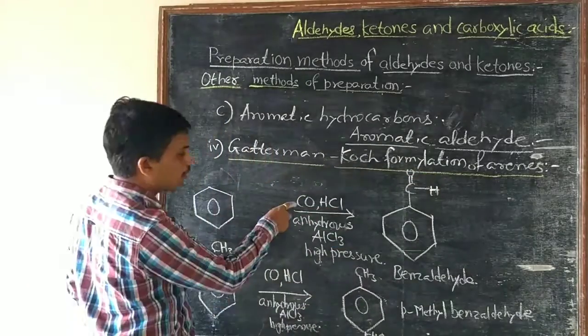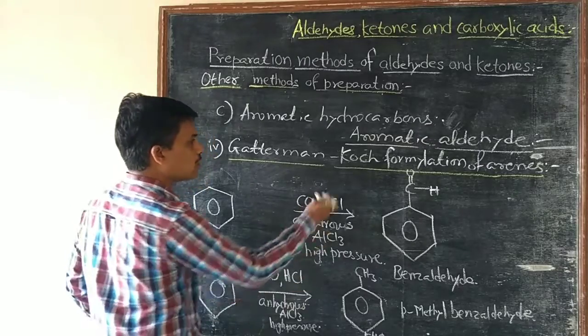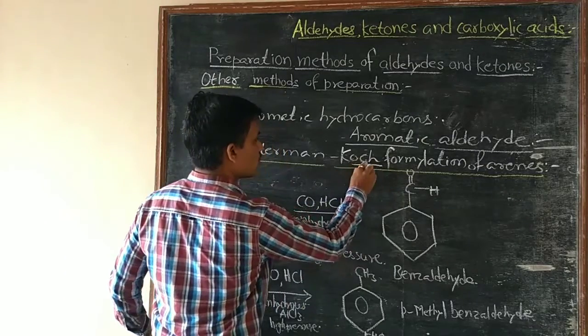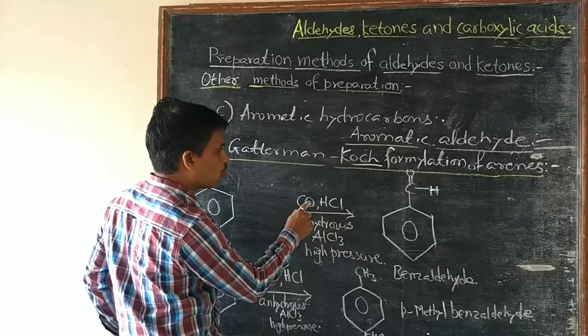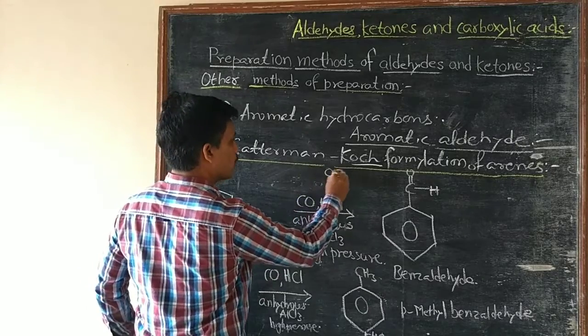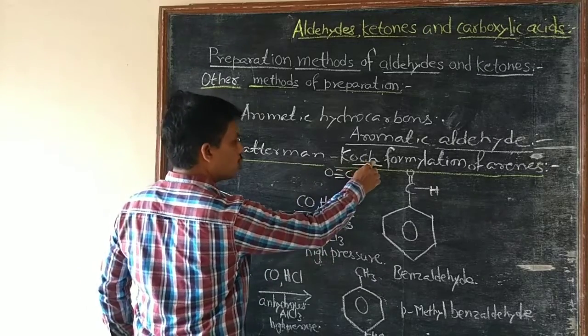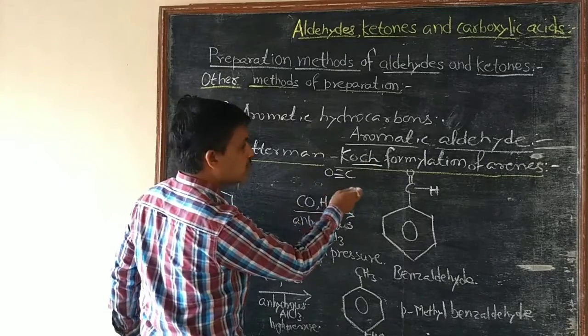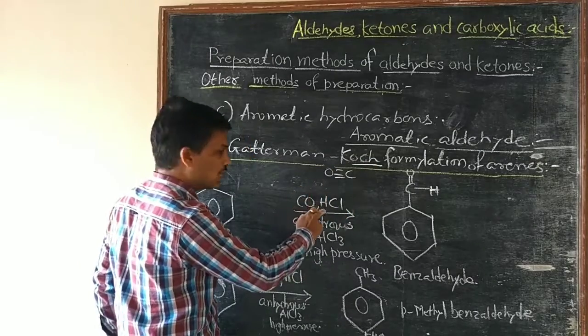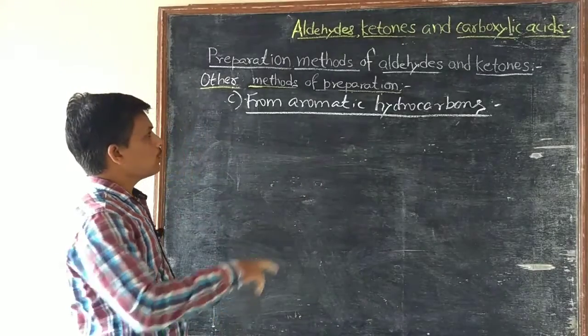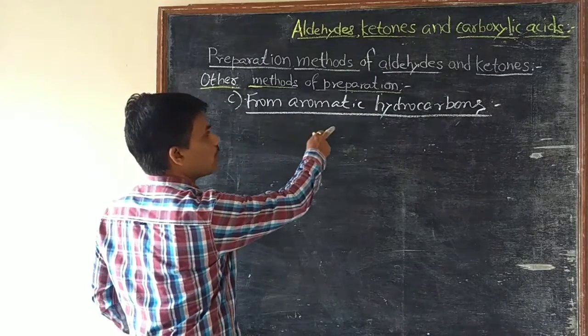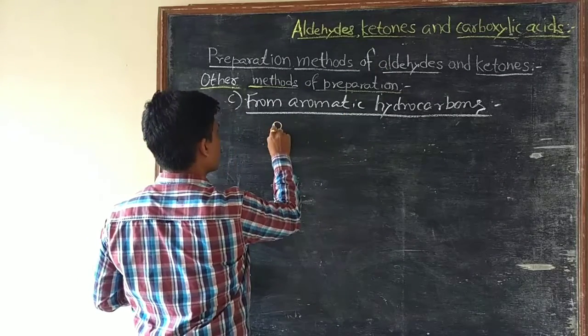One trick for remembering these reagents, that is OCH. OC represents carbon monoxide and H represents H for HCl. Then we will see preparations of ketones from aromatic hydrocarbons.